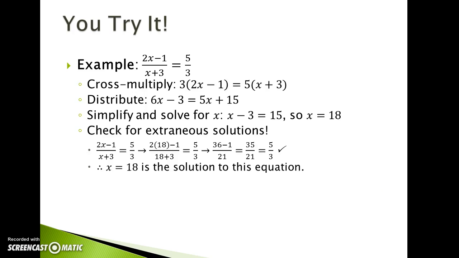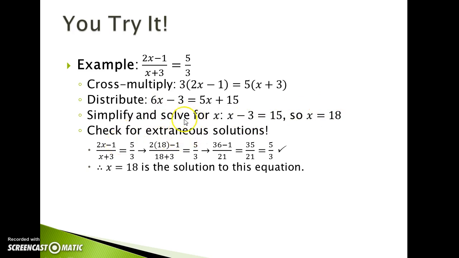So again, we can cross multiply. 3 times 2x minus 1 equals 5 times x plus 3. 6x minus 3 equals 5x plus 15. Simplify and solve. x minus 3 equals 15, so x equals 18.